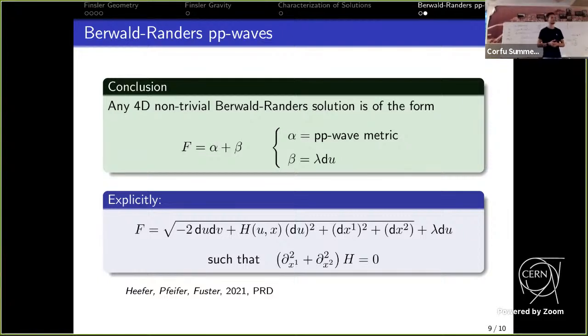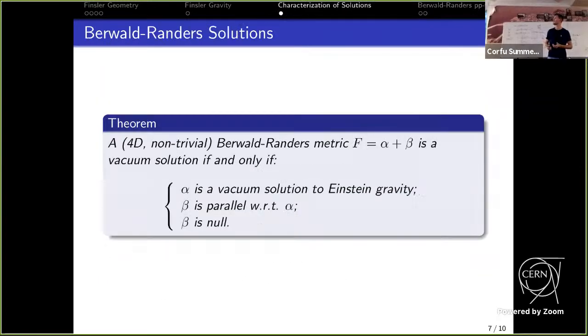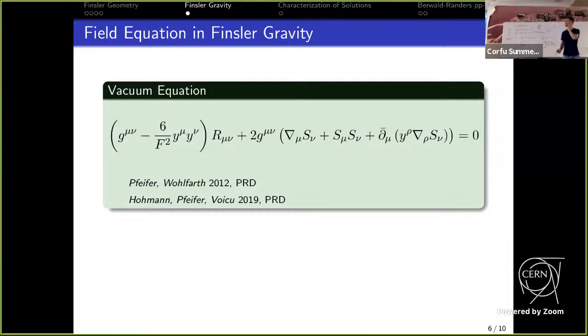When you write down the field equations, I think it was slide 6 or something, what was the S? Yeah, so I skipped over defining all these objects because it would take some time. So S is called the mean Landsberg tensor, but what it essentially measures is the nonlinearity of the connection.